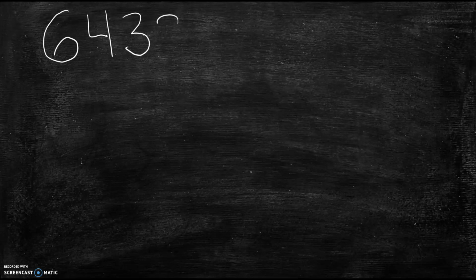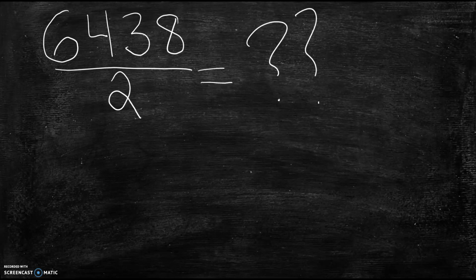Well, today we're going to do some big numbers. So if you want to know what 6,438 divided by 2 is, well, what are we going to do? We don't have 6,438 apples. That would take way too long to draw out. So someone a long time ago came up with something called long division.